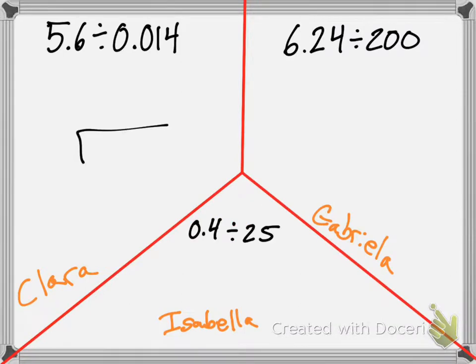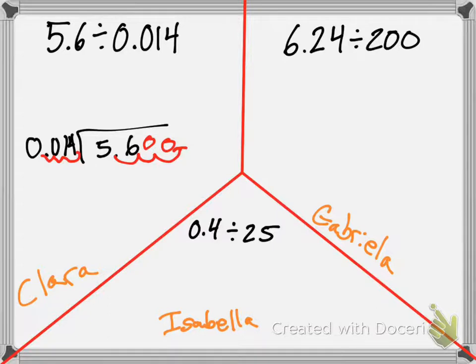Okay. Clara, what about you? What number goes on the inside? Five and six tenths. So we know that 14 hundredths is on the outside. How many times am I going to move the decimal on the outside? 3 times. 1, 2, 3. So I do the same inside. 1, 2, 3. Remember, when there's no number, it's 0.